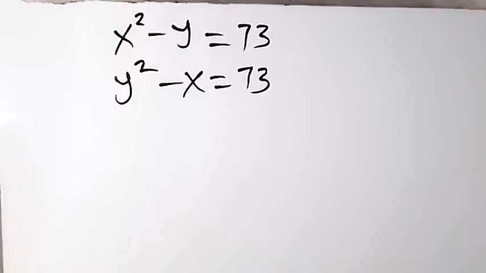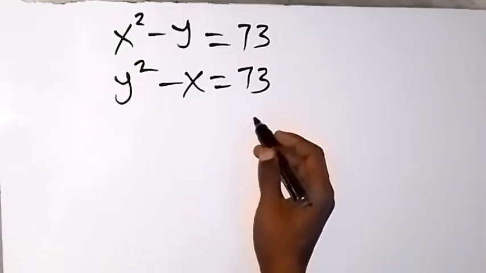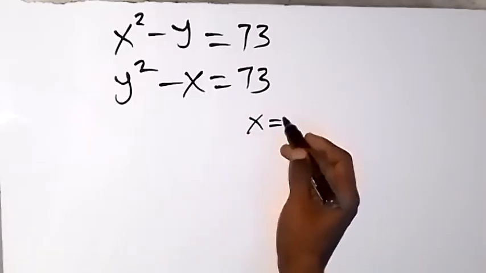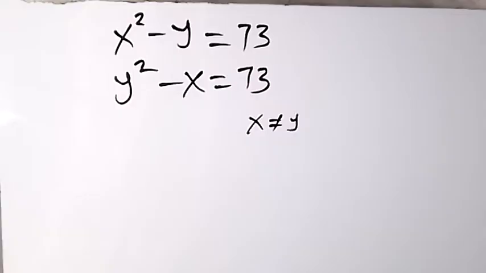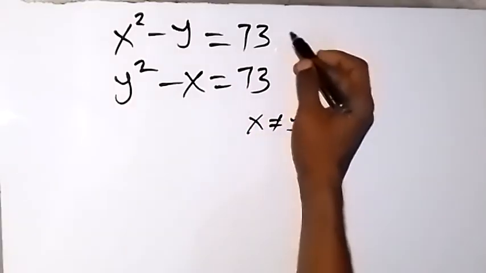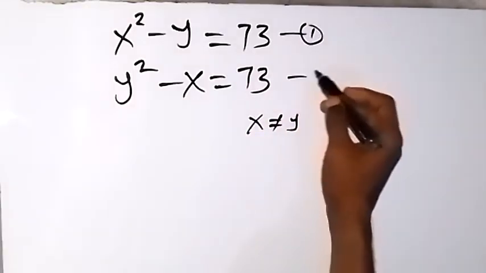Here we want to find the value of x and y in these two equations. x squared minus y equals 73 and y squared minus x equals 73. Now here it is important to know that x is not equal to y. Then let's label this as equation 1 and this as equation 2.